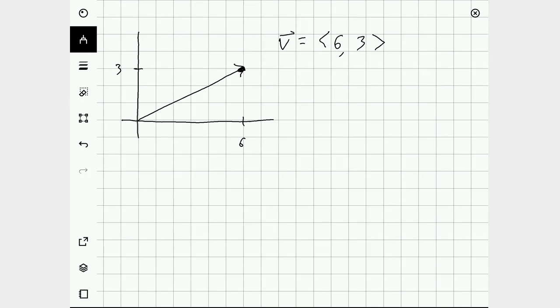To calculate the magnitude and direction of this vector, I'm going to start by modifying the picture ever so slightly, dropping a vertical line from the terminal point of the vector down to the x-axis, and recognizing that that makes a right triangle. And since this point is at 6, 3, I know that the height of that line is 3, and I know that the distance from the origin to that right angle is 6. And now my problem has turned into solve a right triangle.